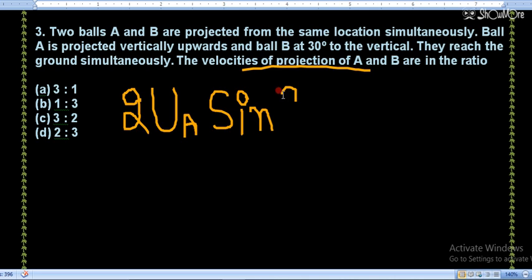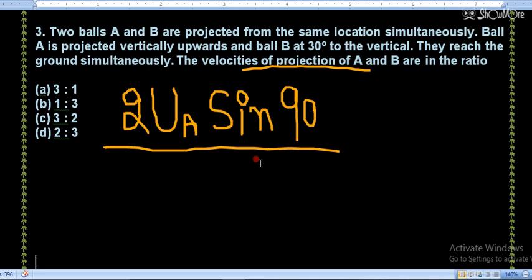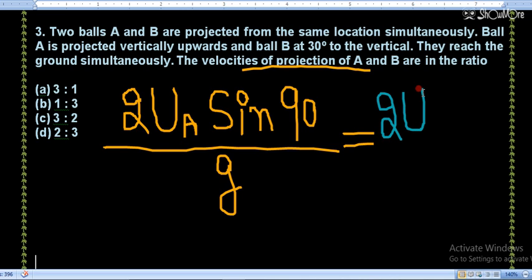It will be sine 90, because the body is thrown vertically upward. So angle theta will be equal to 90 degrees divided by g. So this will be equal to 2 into uB, where uB is the velocity of projection B. Then we have sine.